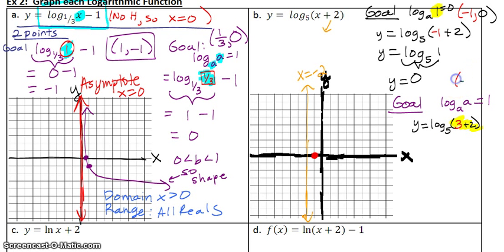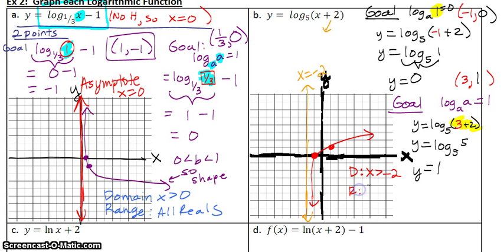So the x value is 3. The reason I did that is that now I have log base 5 of 5, and whenever the base and the number are the same, it's equal to 1. So 3 comma 1 is the second point. Now b is greater than 1 this time, so the graph looks like this when I draw in my curve. Domain, x is greater than -2, and range, all reals.